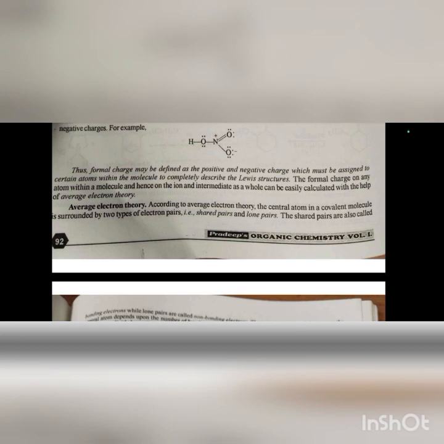The formal charge on any atom within a molecule, and hence on the ion and the intermediate as a whole, can be easily calculated with the help of average electron theory. According to this theory, the central atom in an equivalent molecule is surrounded by two types of electron pair, that is, shared pair and lone pair. The shared pairs are also called bonding electrons, while lone pairs are called non-bonding electrons. The average number of electrons on the central atom depends upon the number of bonding and non-bonding electrons around it.